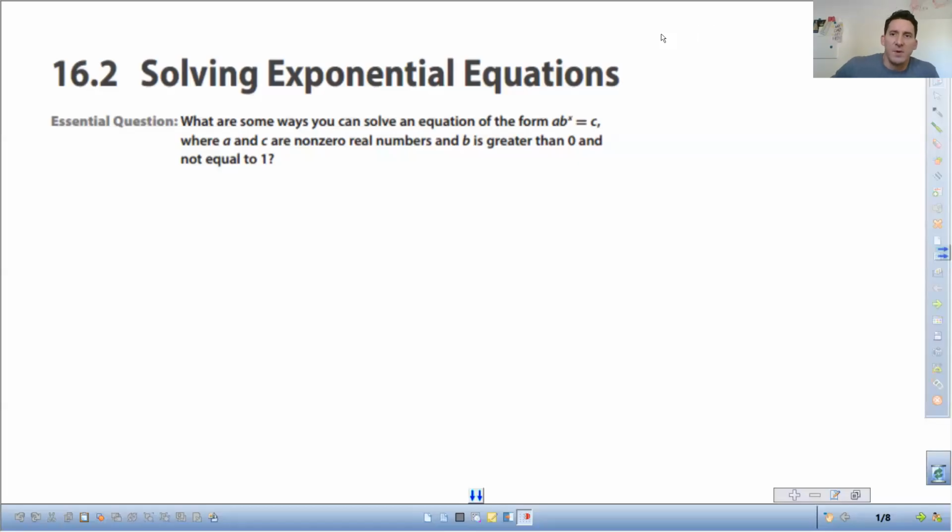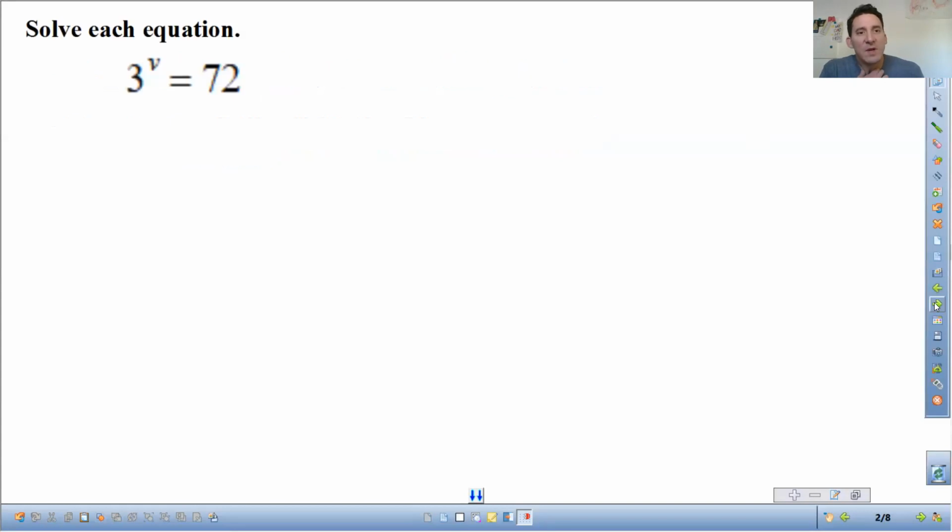All right, IM3 classes. Today we are going to be solving exponential equations. So we're actually going to be using those logs that we've been working with the last few lessons to solve an exponential equation. So let's go ahead and look at our first example. 3 to the v power is equal to 72.